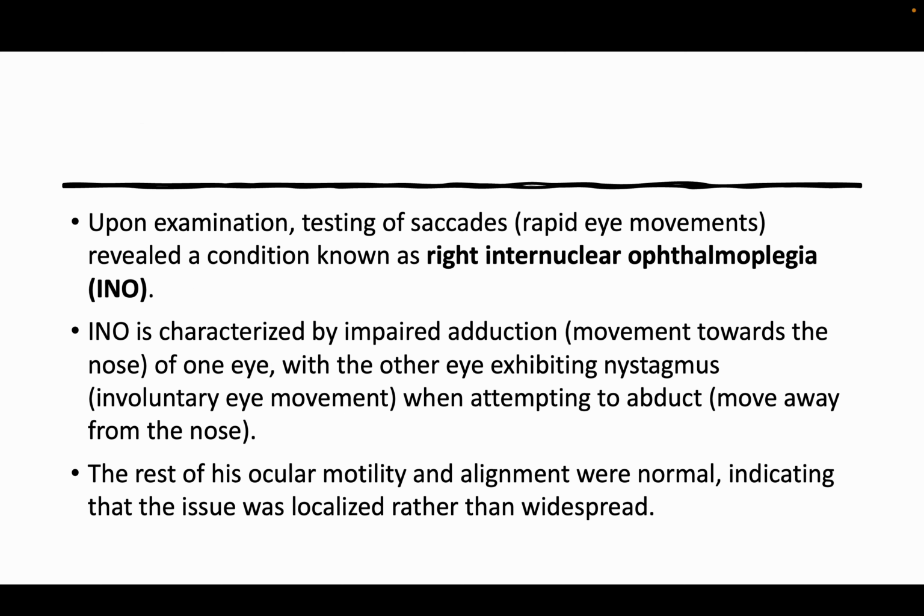Upon examination, in saccade testing, where you put two fingers at the extreme ends and the nose point and check the sudden, rapid eye movements, it revealed a condition called right internuclear ophthalmoplegia. How do you test it? Generally, internuclear ophthalmoplegia is due to impaired adduction. The sixth abducens nerve communicates with the third nerve through the medial longitudinal fasciculus, so that when you are looking at the right, when the right abducens nerve is working, the left medial rectus should also work. This is coordinated by the MLF.